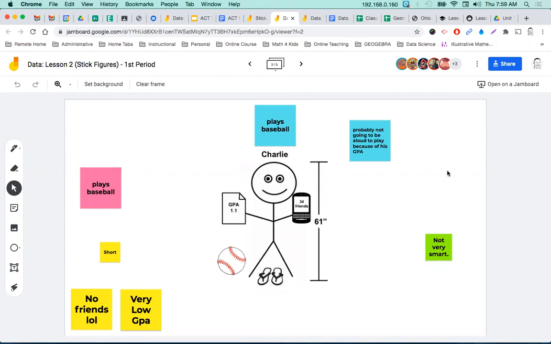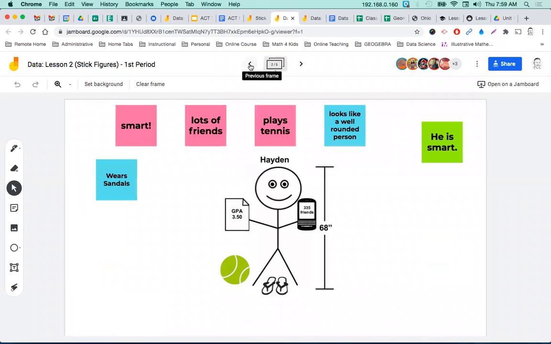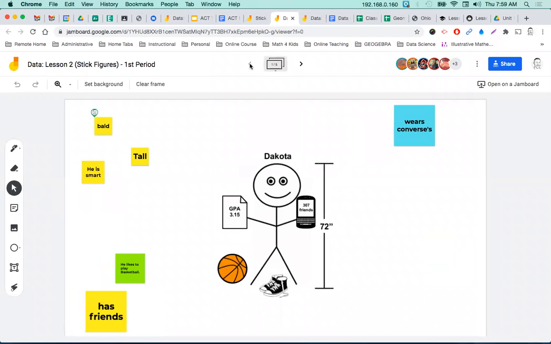All right. So you guys are doing a good job on this. Essentially what you guys are doing is you're taking a look at each of these people with our lesson 2 stick figure data, and you're identifying some different facts that we can record about each of these people. So the first slide was Dakota.